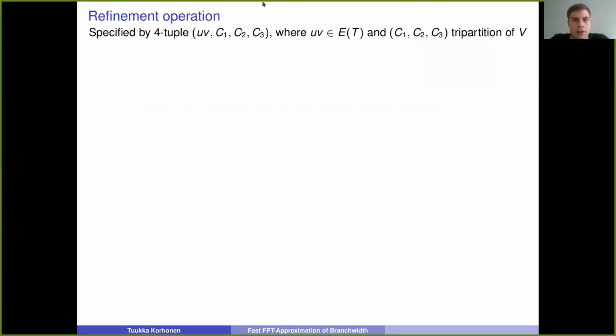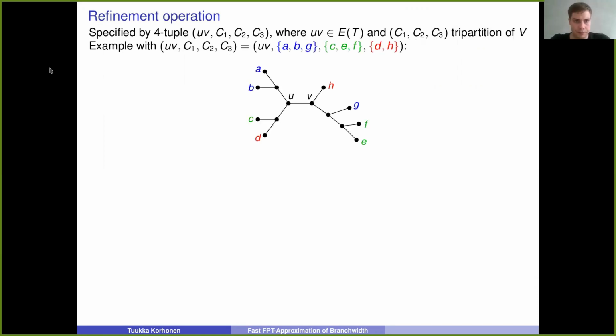So then let's go to this refinement operation. This refinement operation is specified by a four-tuple UV, C1, C2, C3, where UV is an edge of this branch decomposition, and C1, C2, C3 is a tripartition of our ground set V. It can actually also be a bipartition, so one of these can be empty. And let's define this by an example.